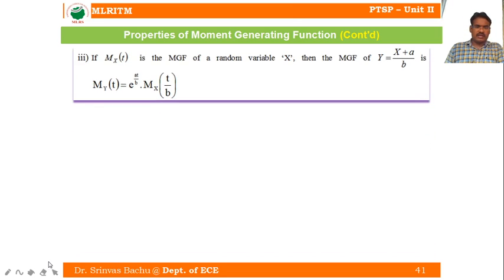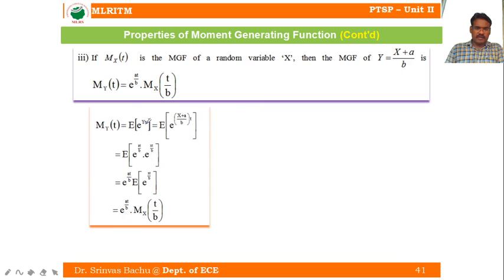Next, y equal to x plus a by b. X plus a by b means x by b plus a by b. In the same manner you have to expand and simplify, and you will get the property. Expand: at by b, xt by b. E power at by b is a constant, out of the expectation operator, and xt by b means t by b into x, so mx of t by b. This is the third property.